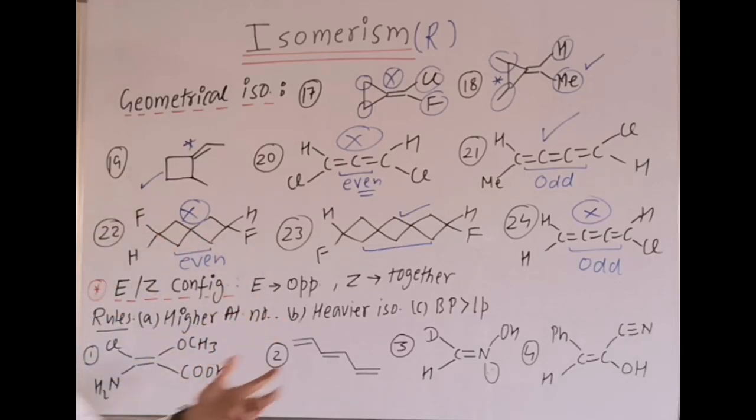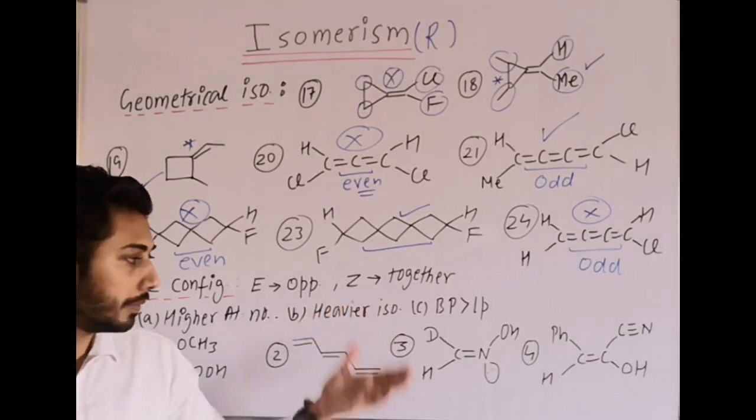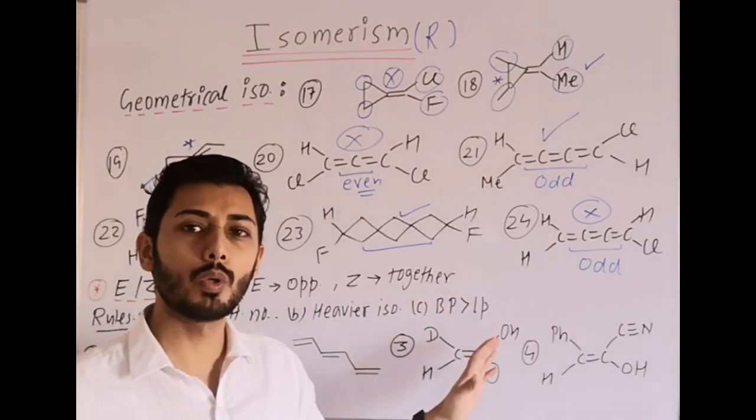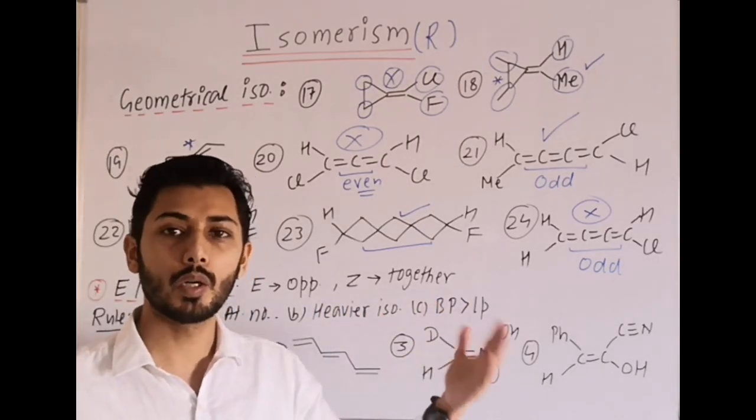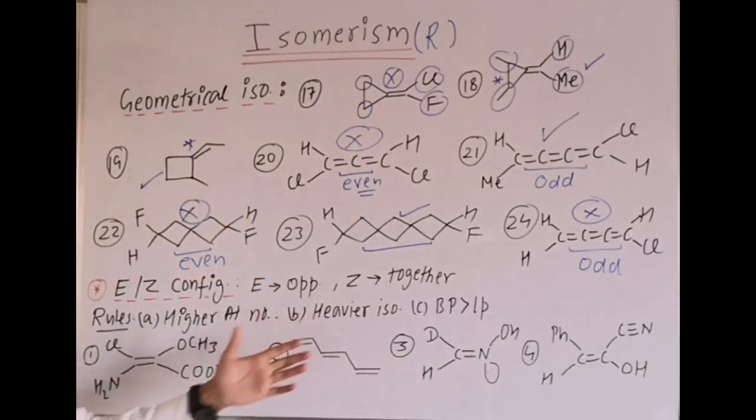If there are different isotopes, then heavier isotope will be given more priority. When bond pair and lone pair are present on the atom, then bond pair should have more priority as compared to lone pair. You can understand this part by examples.